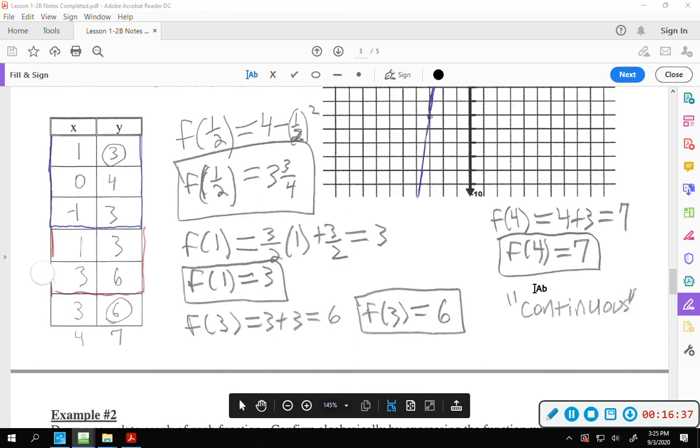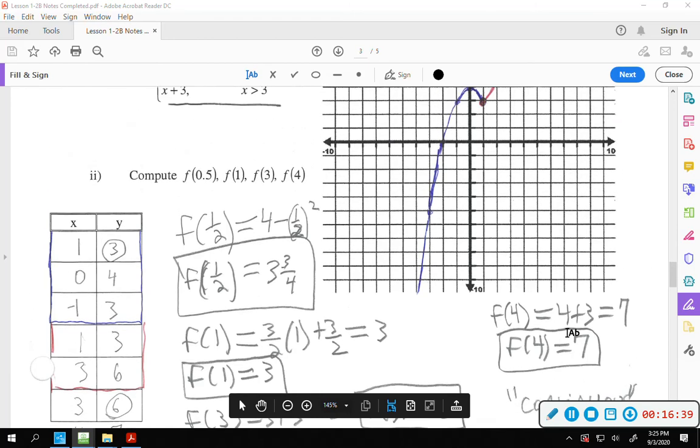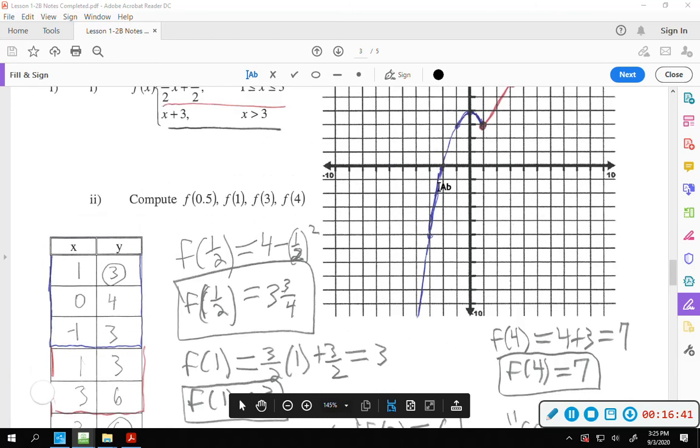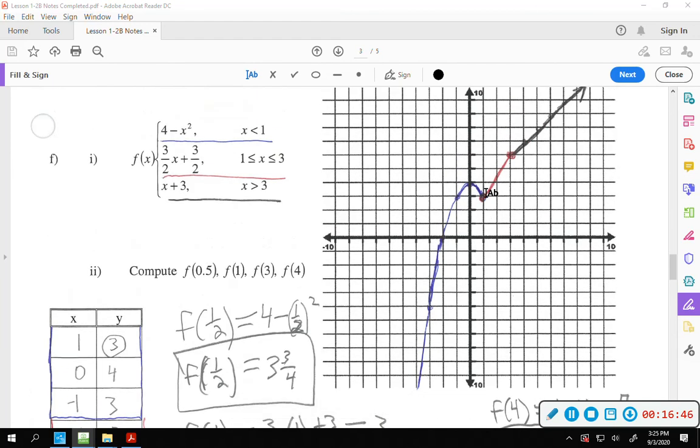This is a continuous function because every time one piece of the graph stopped, when the parabola stopped, the red line took off right where the blue parabola stopped. And when the red line stopped, the last piece, the black piece, took off right where the red piece left off. Okay? So keep that in mind.